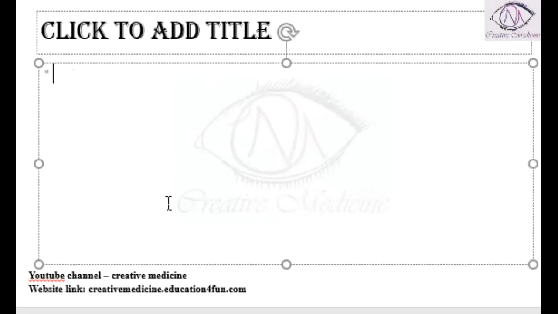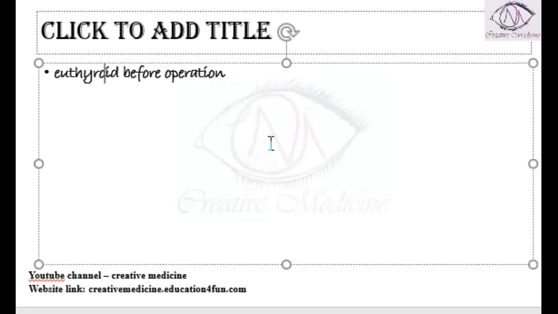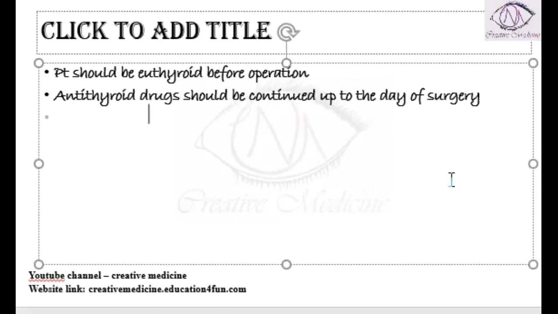But the important thing in surgery is that the patient should be euthyroid before surgery. How do you make the patient euthyroid before surgery? By giving anti-thyroid drugs. The patient should continue using these anti-thyroid drugs up to the day of surgery also.